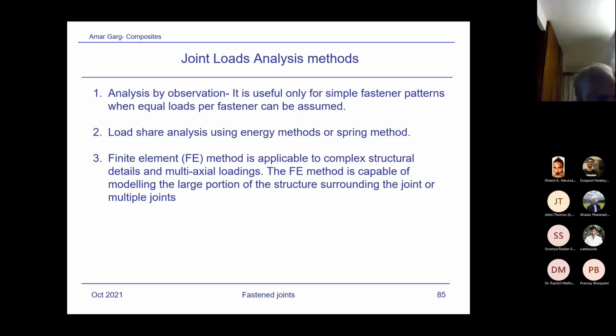Now, joint load determination. It's a complex analysis when you are trying to determine the load share, because each fastener will be loaded differently. In order to determine that, if it's a simple unidirectional case and you have only two fasteners, it's easy to analyze how much load each fastener is taking. But the moment it becomes even three fasteners in a row, it's difficult because the loads are not equally distributed on each fastener.